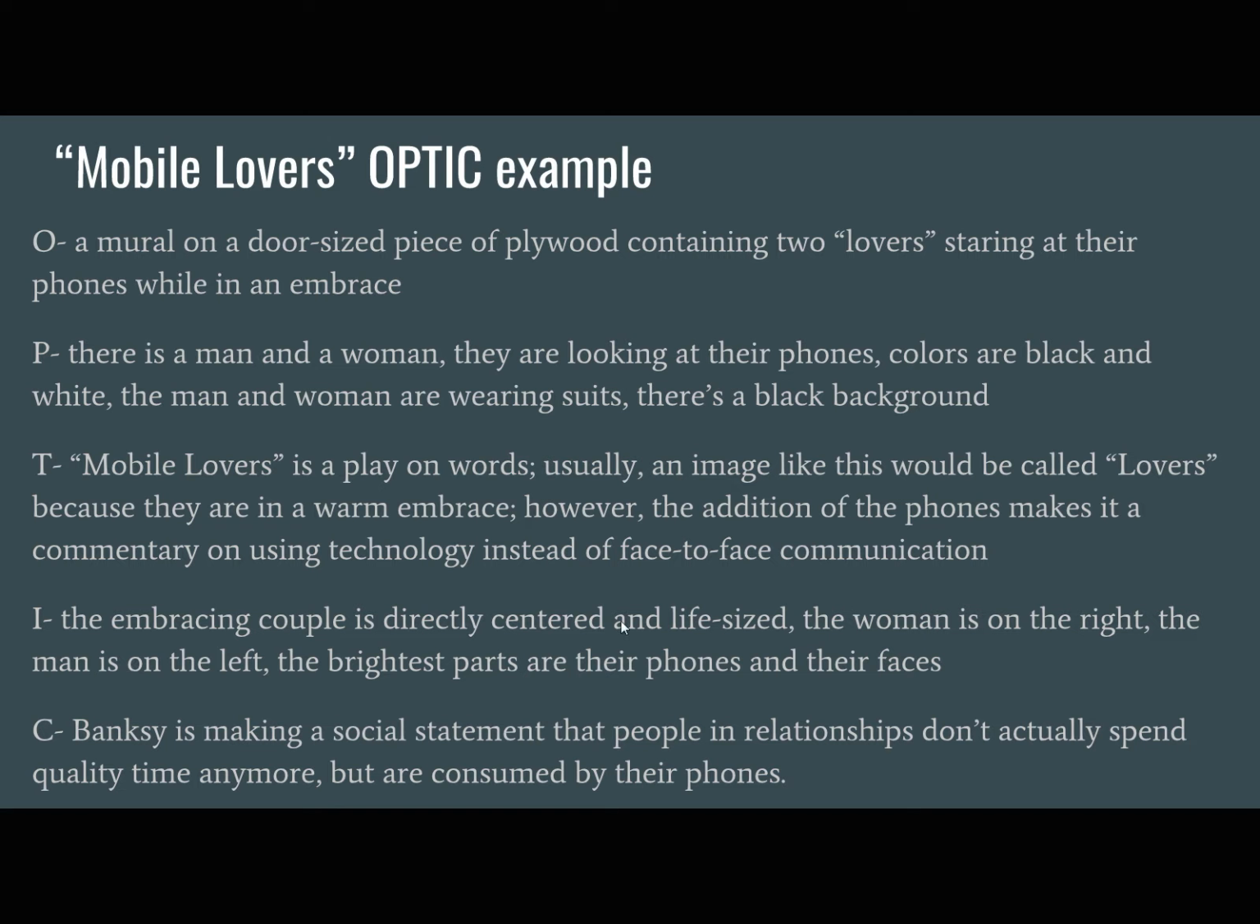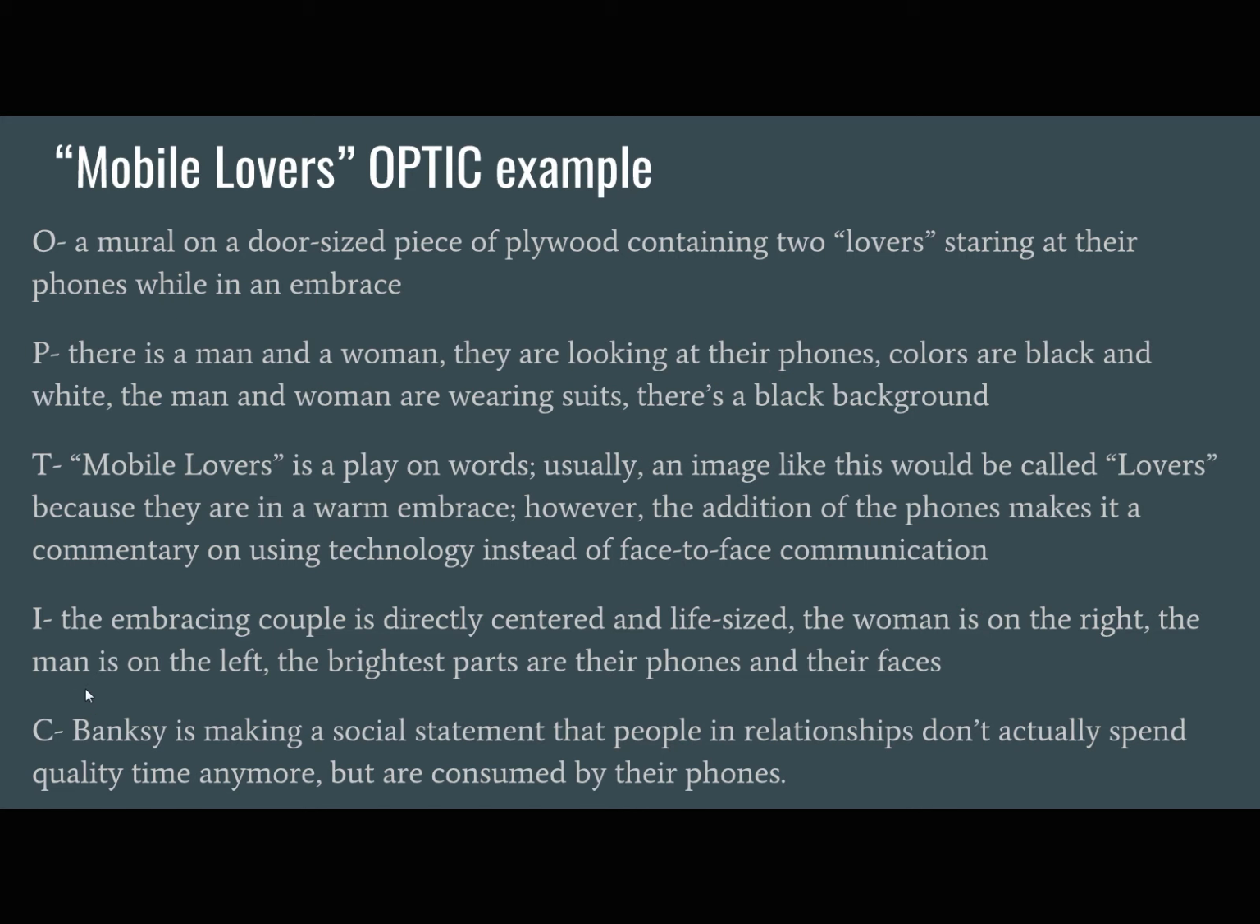We could add some level 2 here and interpret the interrelationships, right? We could say that because they're directly centered, Banksy wanted to make sure that they were the center of attention, right? The fact that the brightest parts are their phones and their faces as opposed to their actual embrace. Maybe he wants us to focus more on the technology piece. Maybe it's emphasizing his message. We could say that kind of stuff. That would all be level 2. But right now, all I've put is level 1 stuff here.